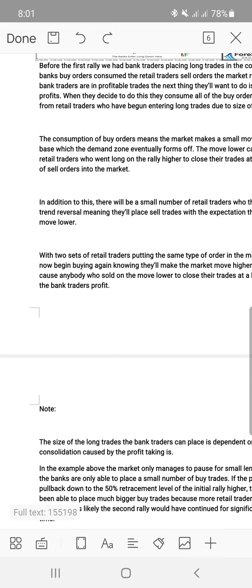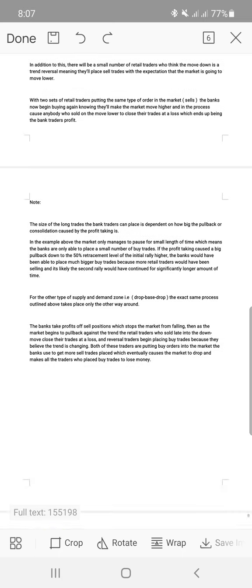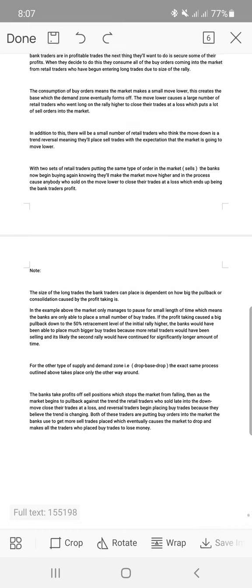Okay, another thing you need to note is, let me read through this. The size of the long trades that the bank traders are able to place is dependent on how big the pullback or consolidation caused by the profit taking is. When I talk about long trades, I just mean if you say long, it means to buy. If you say consolidation, it means to range. Then if you say short, it means to sell, right? Now, the size of the long trades the banks can place is dependent on how big the pullback or consolidation caused by the profit taking is, right?